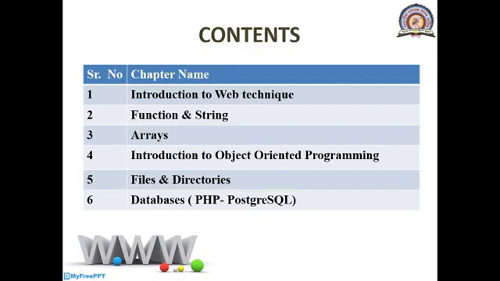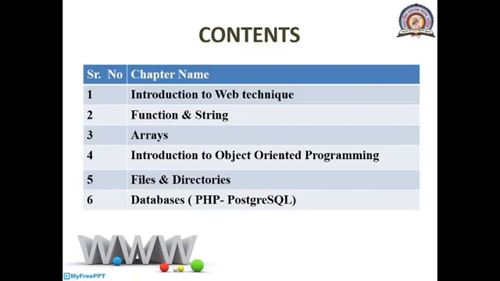The third chapter deals with arrays. Arrays are data structures, linear data structures, where elements get stored sequentially. And in PHP, how to declare arrays, how to initialize these arrays, and how to access elements from those arrays. Which are the different types of arrays in PHP? These concepts we are going to study in this third chapter.